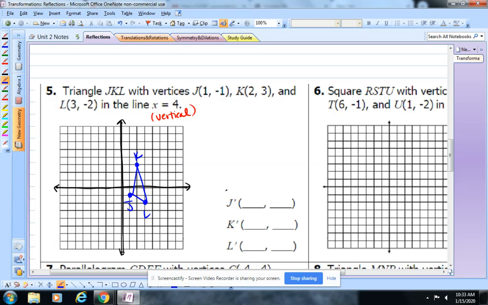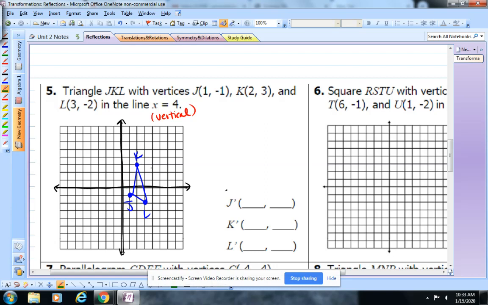All right. So we already said that x equals 4 is a vertical line. Well, where is that vertical line? It crosses the x-axis at what number? 4. So you just count off over to 4. 1, 2, 3, 4, and you're going to draw a vertical line right here. Okay?